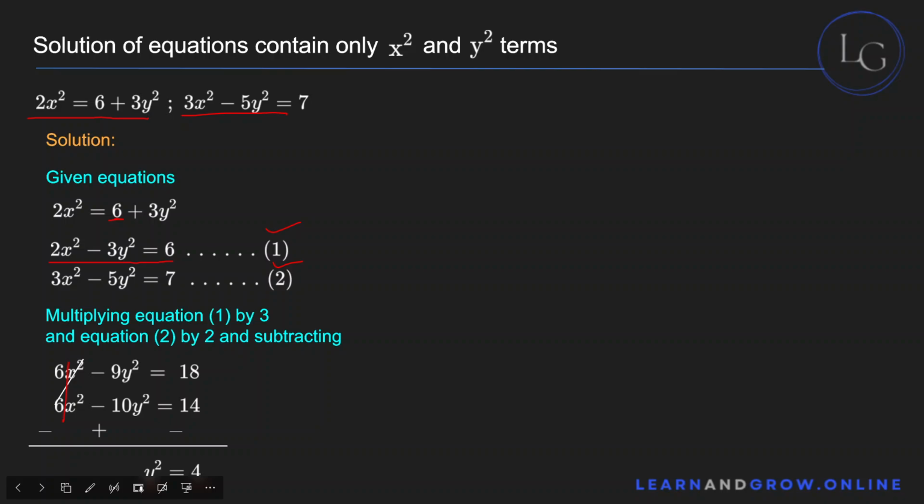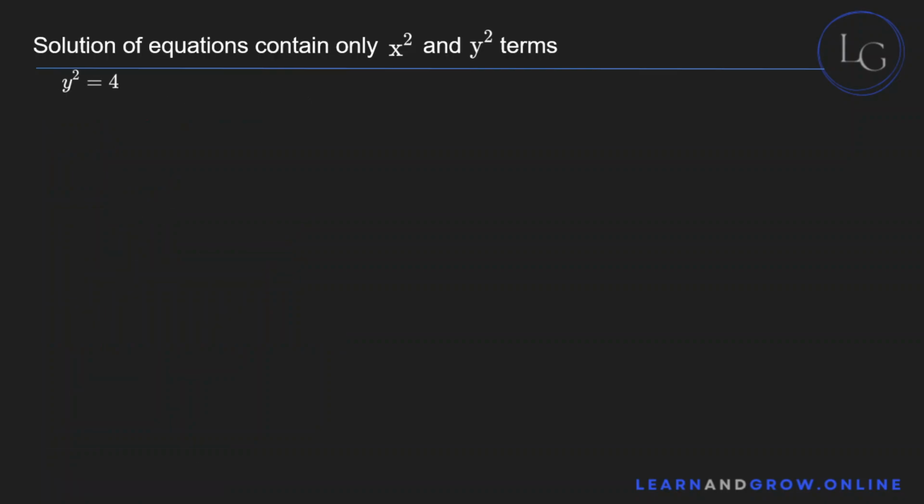Now, y square is equal to 4. y is equal to positive 2 and negative 2, obviously, because under root 4 is equal to positive 2 and negative 2. Now, you have two values for y over here.